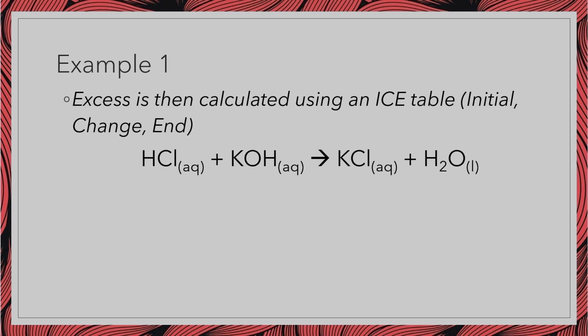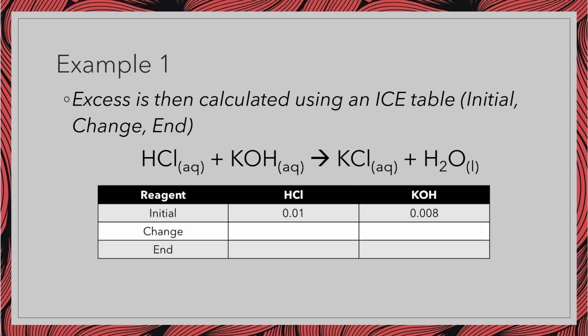We can then calculate the excess using a modified ICE table. Instead of initial, change, equilibrium, we're just going to do initial, change, and end. Let's have a look visually at exactly how much of the HCl is going to be left over. Initially, we have 0.01 moles of HCl and 0.008 moles of potassium hydroxide. Both of them are going to go down by the same amount, because when they react they form potassium chloride and water.